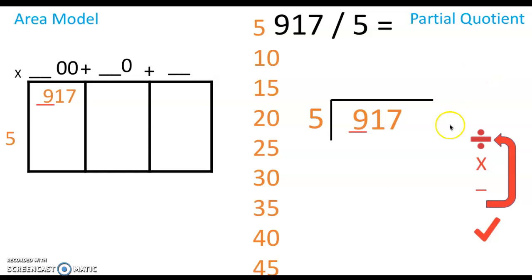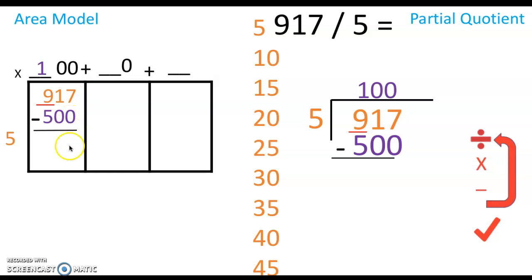So let's divide. If you have 9 babies and 5 people, how many babies would each person get? Yeah, they can only get 1. But really that 1 is worth 100, which is important when we go to our next step of multiply. 100 times 5 is 500. Then we'll subtract.